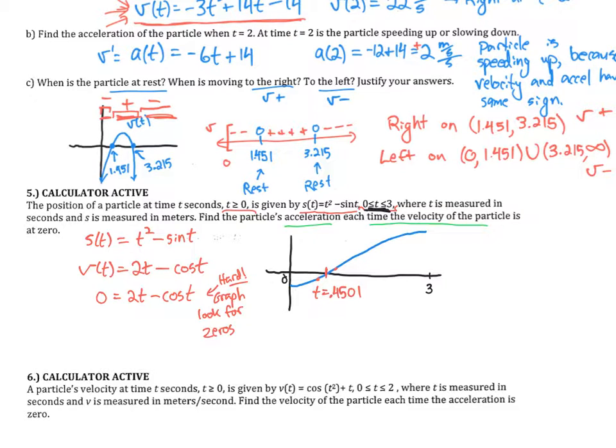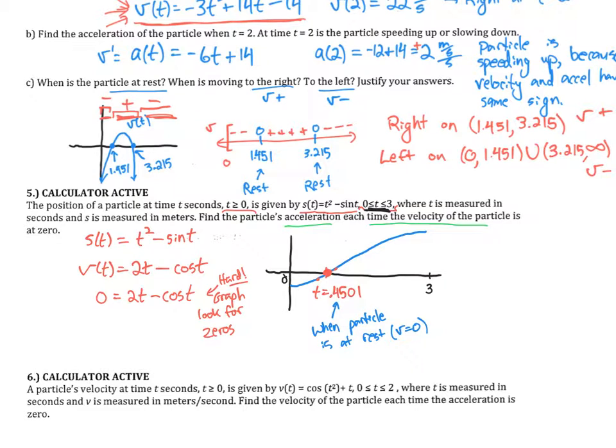T equals 0.4501. Okay, so that's where my 0 is. This is where the particle is at rest, because that's where the velocity is equal to 0. So that is when the particle is at rest, where the velocity is 0. And what we want to do is find what the acceleration of the particle is at that point in time.